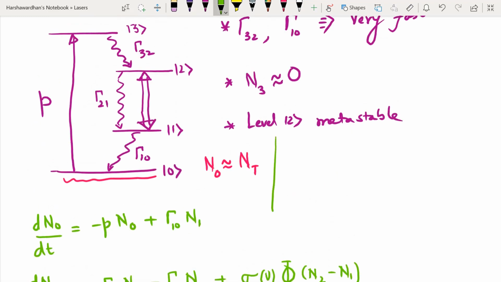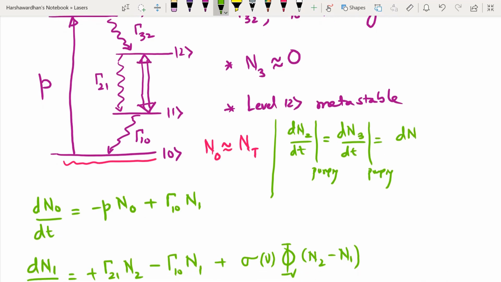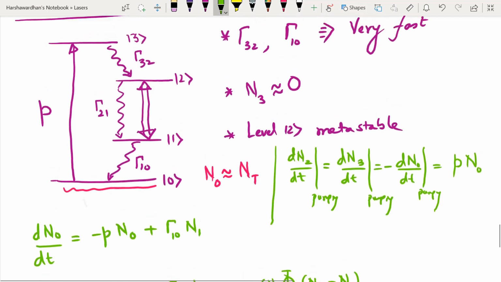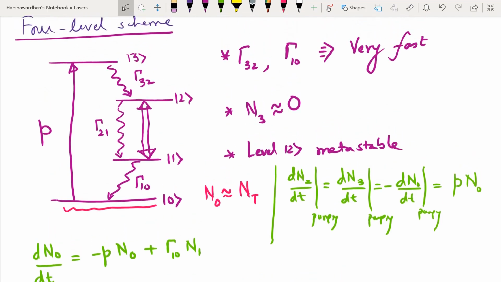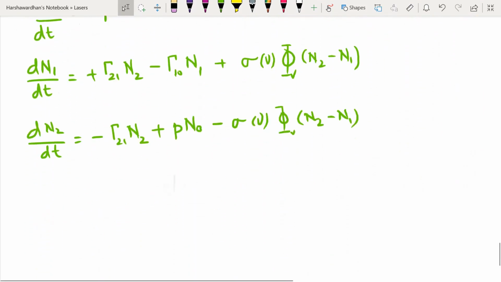Most important approximation that I have made here is in terms of the pumping rates, stating the following: that my dn2 over dt, all this due to pumping, equals dn3 over dt due to pumping, which is equal to minus of dn naught over dt, and this rate is simply P times n naught, right? So whatever is starting at level 0 due to pumping is quickly dumped into the level 2 due to pumping. So that's the main assumption that we have made.